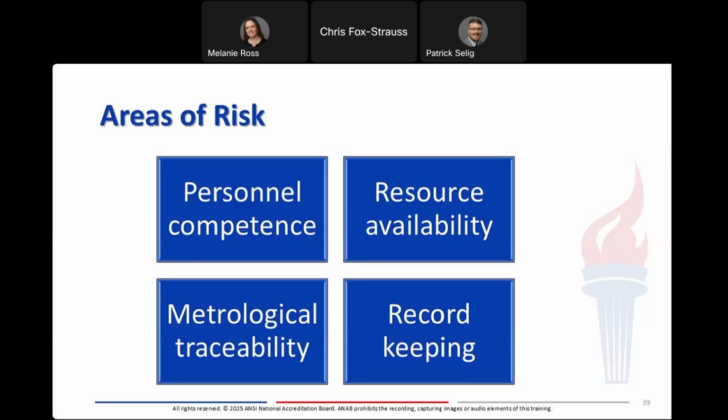And then finally, record keeping is slightly different for calibrations than it is for testing and measurements. You want to make sure that you have appropriate record keeping processes in place to have the calibration records required by the standard readily available.